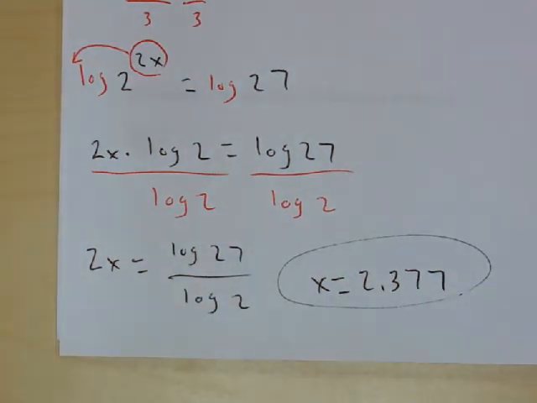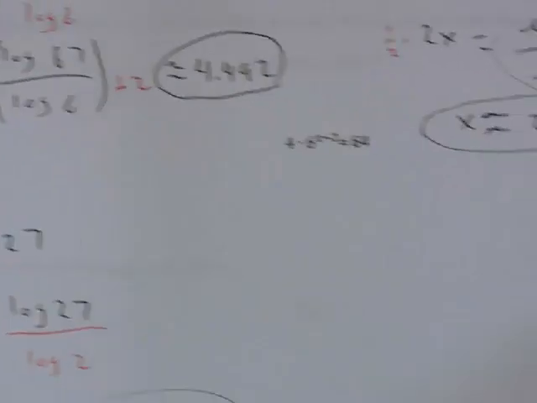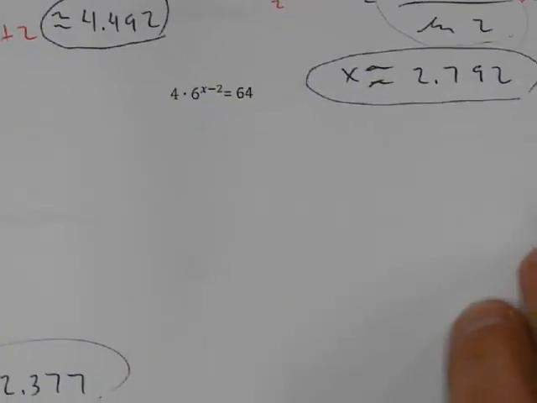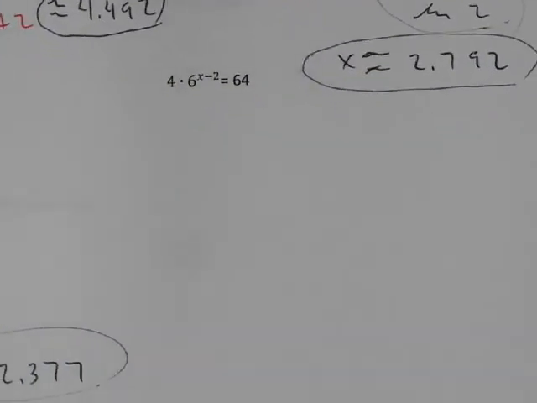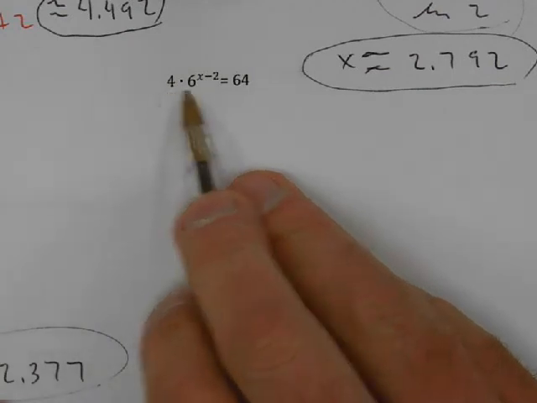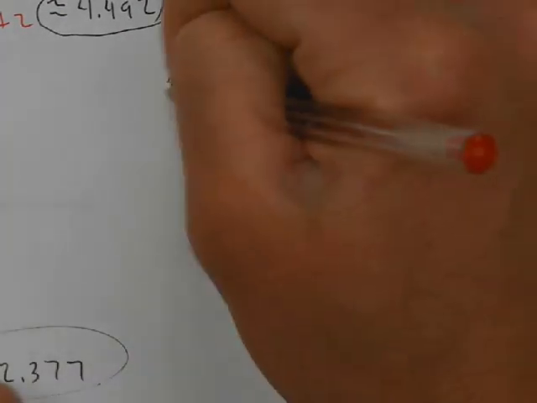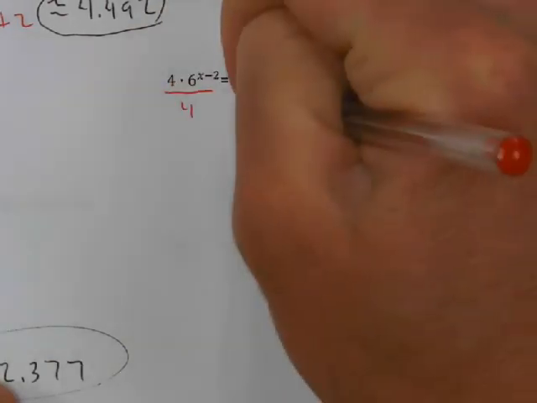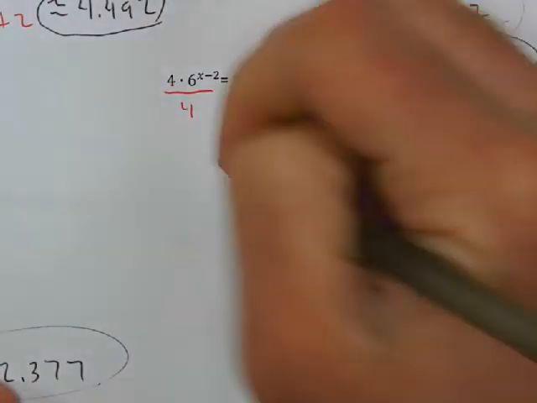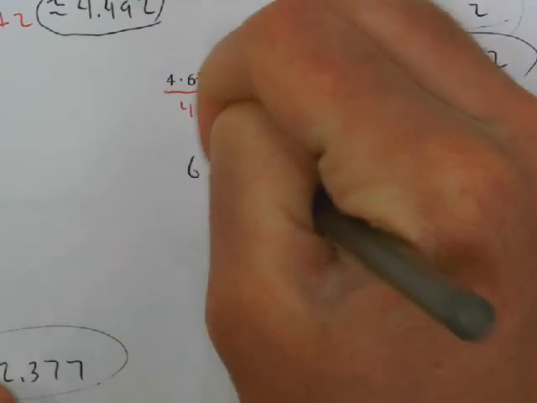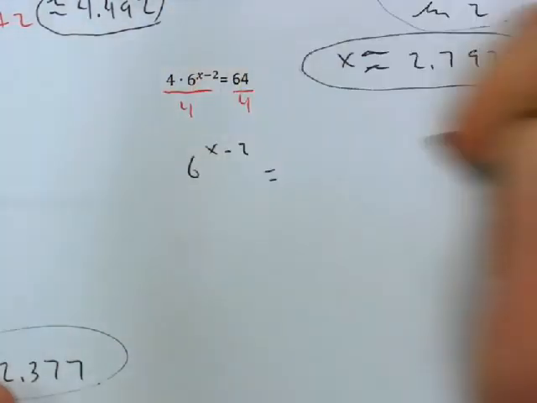There's our answer. All right, one last one. Let's get through this. All right, so we got 4 times 6 to the x minus 2 equals 64. Okay, well, again, before we start taking the log of stuff, because I don't want to have the log of a product, that's going to be more work. Okay, let's get rid of that 4 first. So if we divide both sides by 4, then we get 6 to the x minus 2 equals 16.